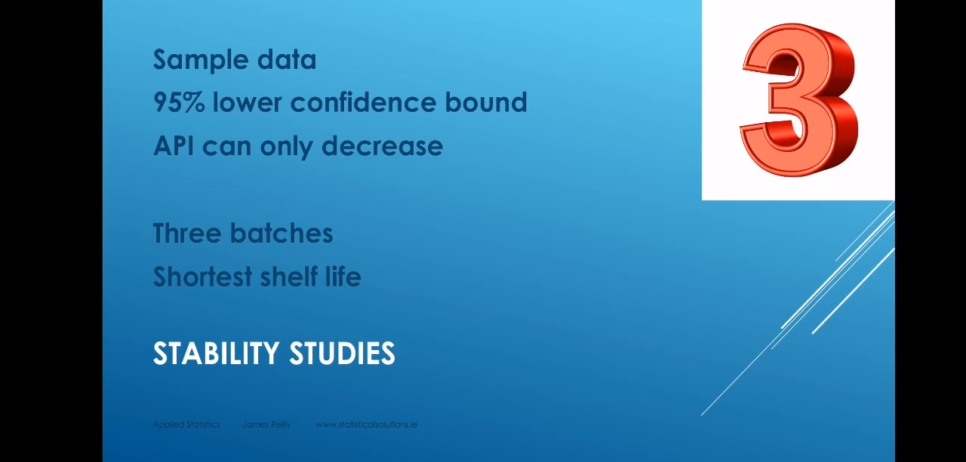We use a lower confidence bound because we do know that the active pharmaceutical ingredient can only decrease. We have no expectation that it will increase. So rather than a two-sided confidence interval, we set a 95% lower confidence bound.